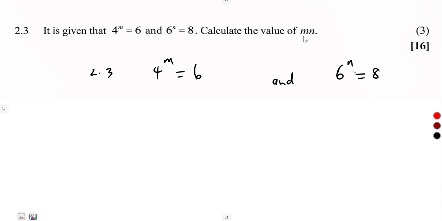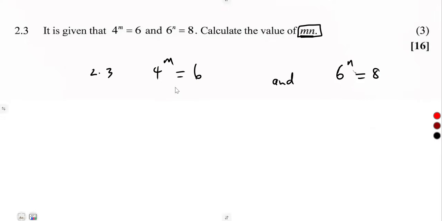Calculate the value of mn, the product of m and n. If it was possible here, I was going to solve for m, solve for n. But it's difficult, guys. How can we have these in the same base? It's impossible here in the same base.